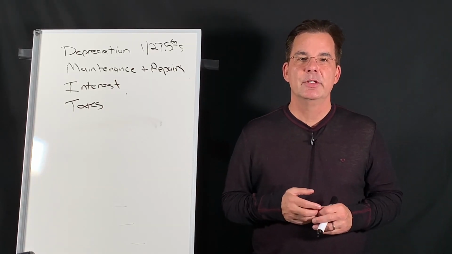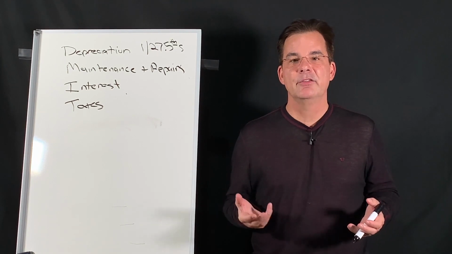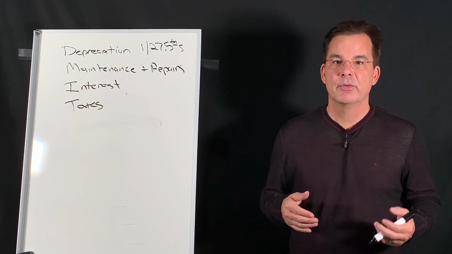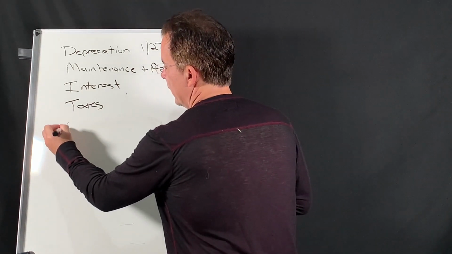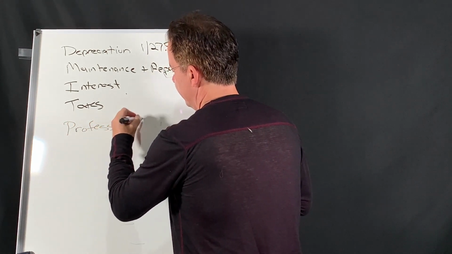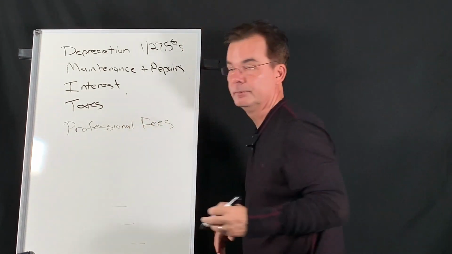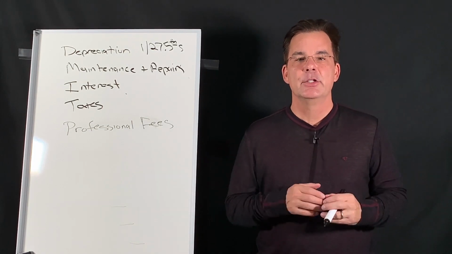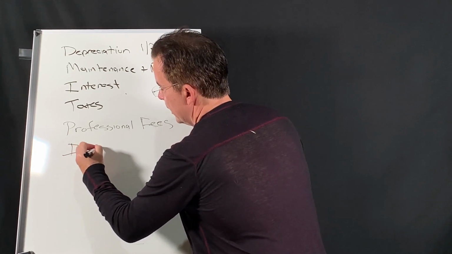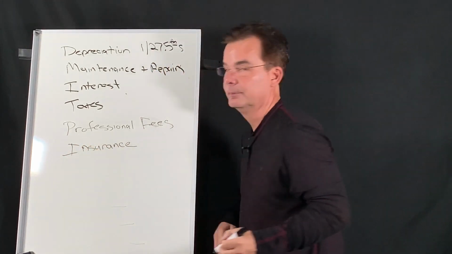Number 5 are your professional fees: your legal fees, your accounting fees, and your property management fees. All of these fall into the category of professional fees, and they are all 100% deductible. Number 6, insurance. The cost to insure your property is 100% tax deductible, which makes sense.